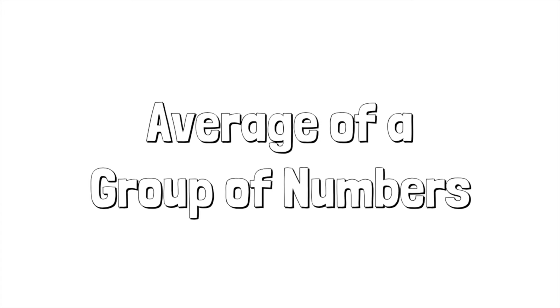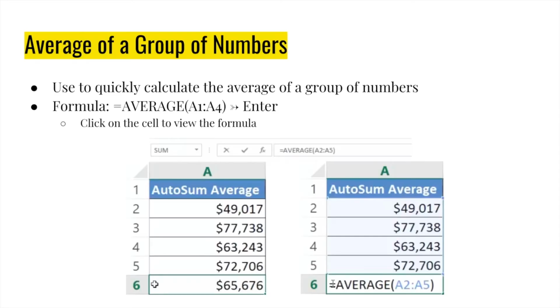A function that you need to know for Excel is the average of group numbers. Use it to quickly calculate the average of group numbers. The formula is equals AVERAGE(A1:A4). Then press enter and click on the cell to view the formula.